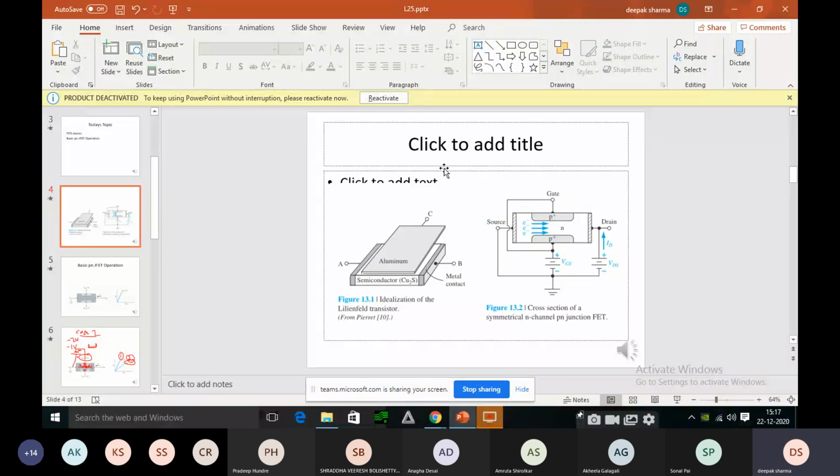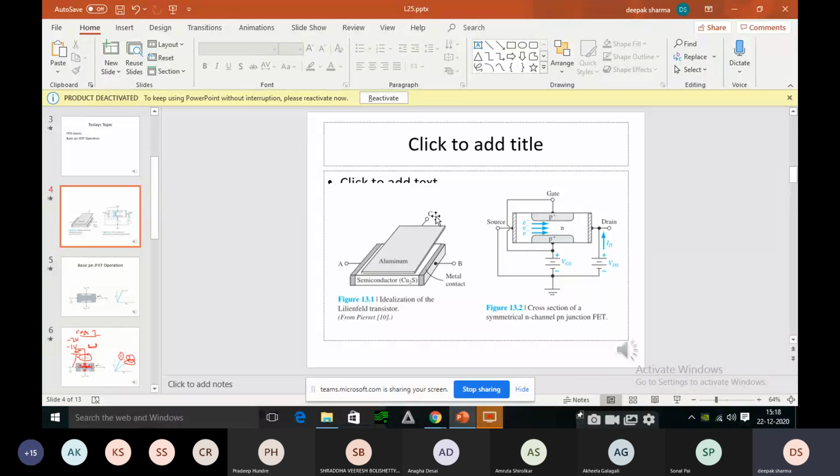I repeat, first step, take the pure semiconductor. Second step, dope it with the N-type material. So that will turn into N-type substrate. Then third point, dope the two extreme ends with the P-type material. Next point, using ohmic contacts, take out the terminals. Okay, take out the terminals. So these are the steps in construction.